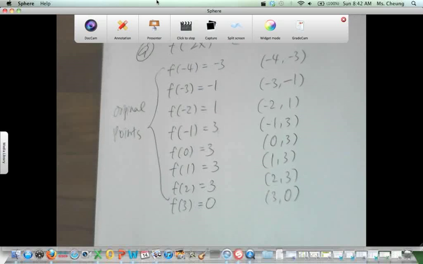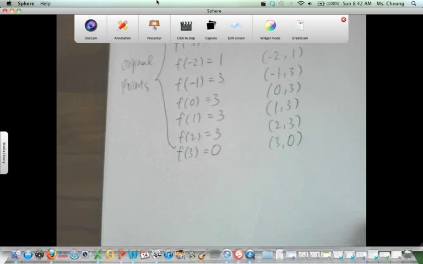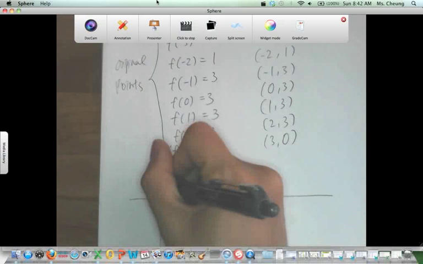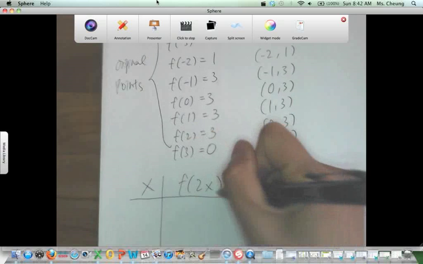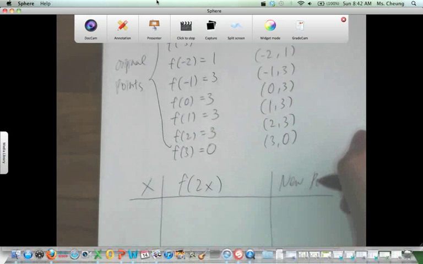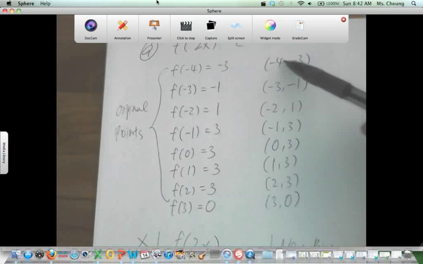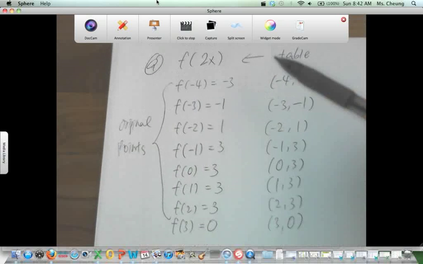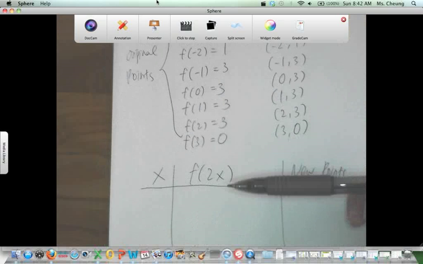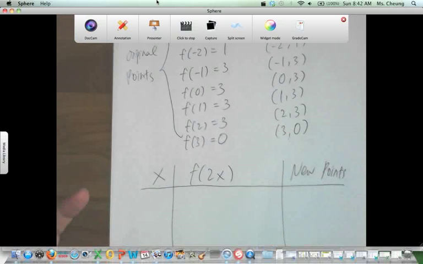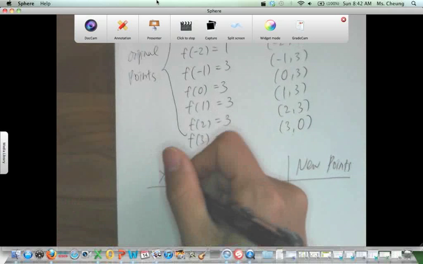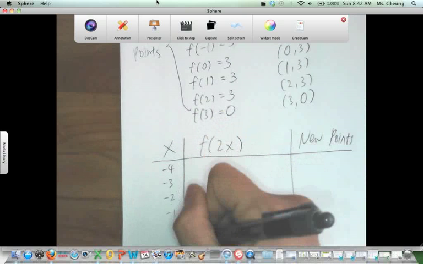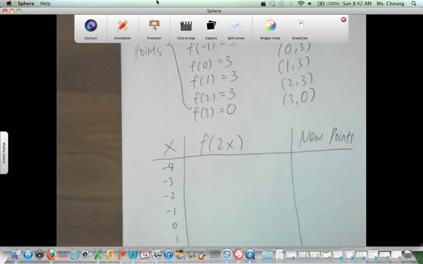After that, I'm going to draw a table. You know that our graph is going to be compressed sideways, so I can still use the original domain, which is from -4 to 3. If your coefficient is less than 1, you have to extend your domain, because it's going to stretch sideways. That means your domain is going to double. So my first points are -4, -3, -2, -1, 1, 2, 3. I'm going to plot those points later on.